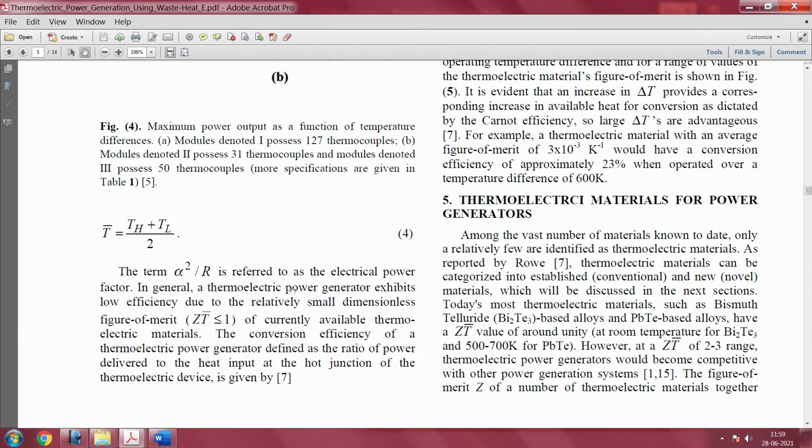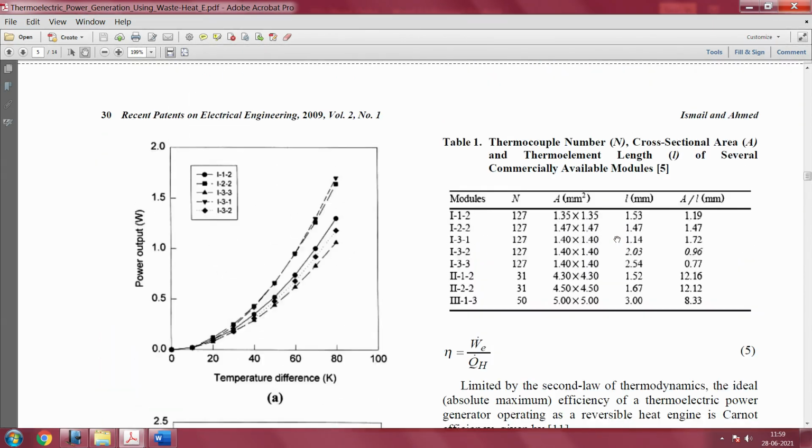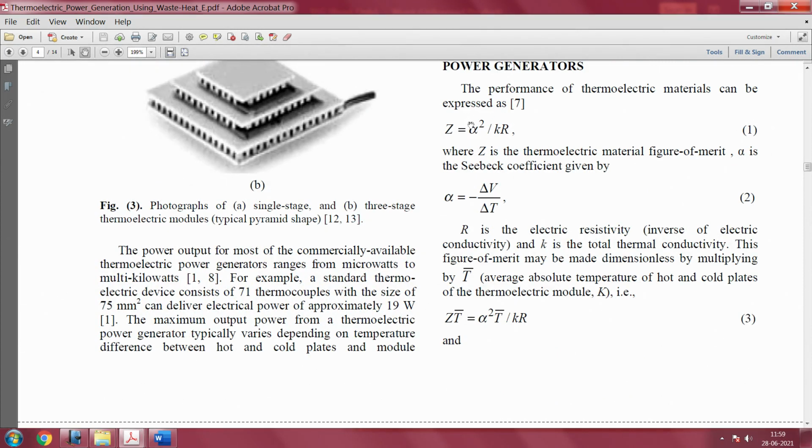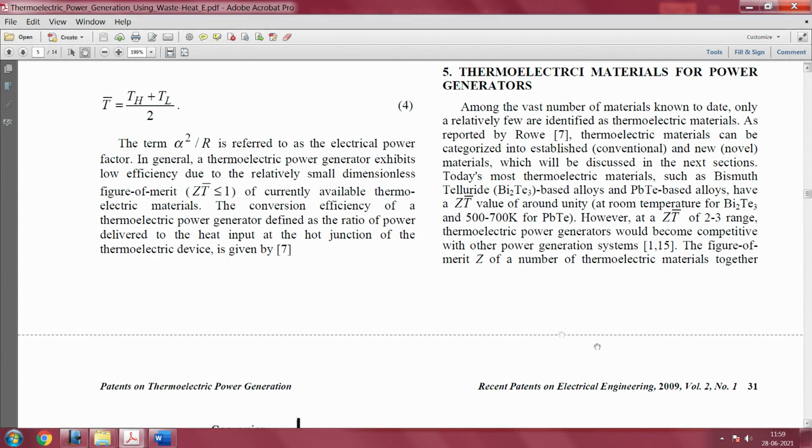Okay. This term alpha squared by R, which you see here in this expression, what is this? That is the key point. The alpha squared by R is referred to as the electrical power factor. In general, a thermoelectric power generator exhibits low efficiency due to relatively small dimensionless figure of merit. The unfortunate thing, of why it is low in efficiency, is because this ZT dash, which is the average relative figure of merit, is typically, if it is close to 1 you are already good, but usually it is even less than 1, that is the problem.